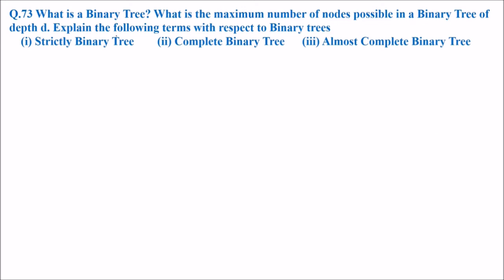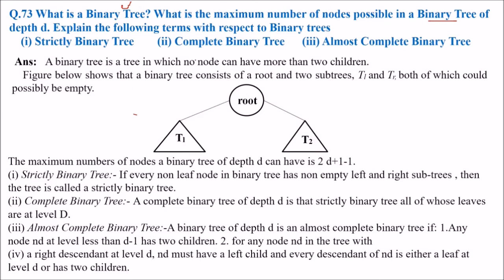Now we see the binary tree. What is the maximum number of nodes possible in a binary tree of depth d? Explain the following with respect to binary trees. Binary tree: a tree in which no node can have more than 2 children. Any node can have 1, 2, or none, because this has none. It can have a maximum of 2 children, meaning it can have 0, 1, or 2. These 3 are the possibilities. So this is a binary tree.